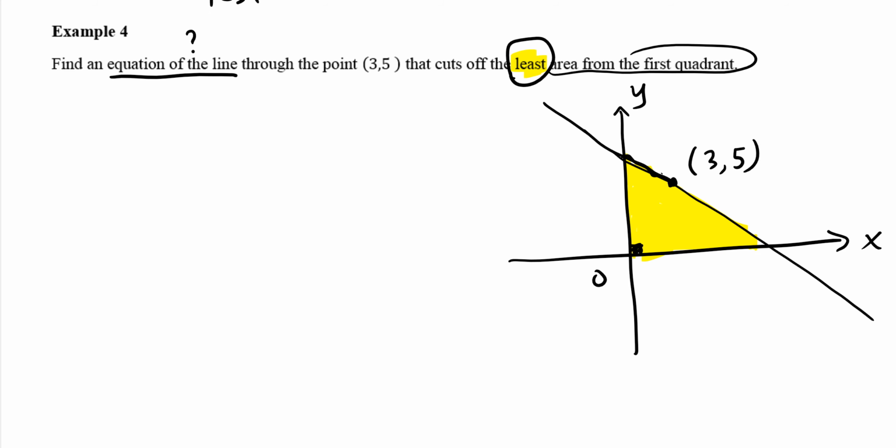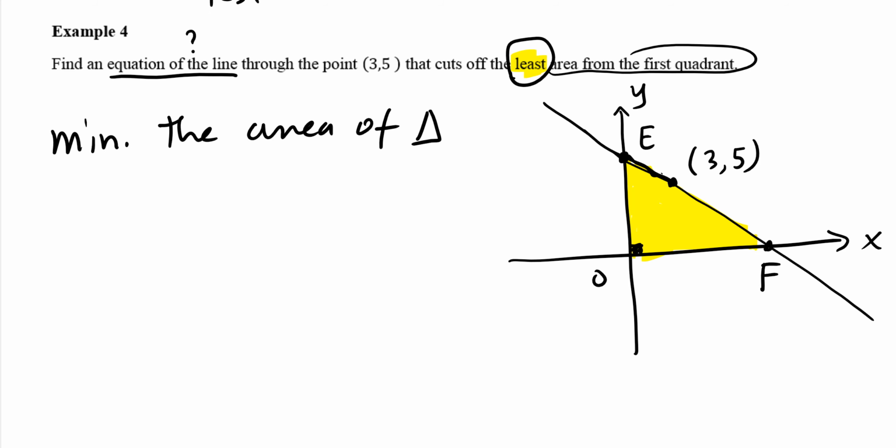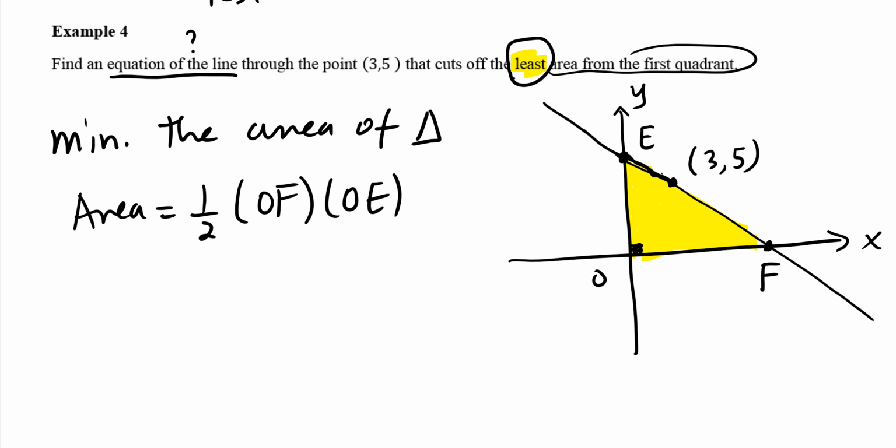So how do we think about this? Let's say the line intersects the y-axis at point E and the x-axis at point F. I want to minimize the area of the triangle, right? To minimize area means I need to find the derivative and the critical numbers or critical points. And how do we minimize the area? Well, to find the derivative, I need an expression for the area. So what's the area here? The area of the triangle is 1/2 base OF times the height OE. But I know neither the base nor the height. So how am I going to go about this?